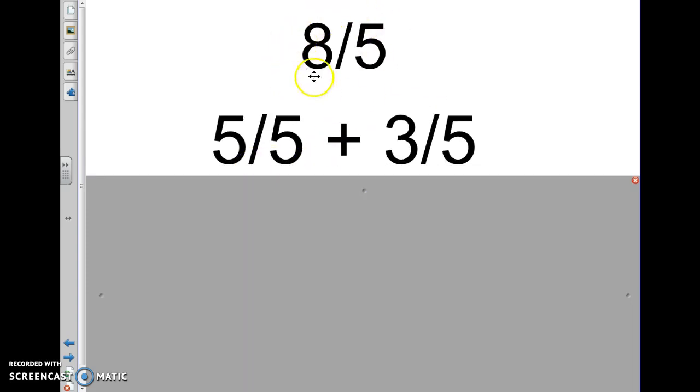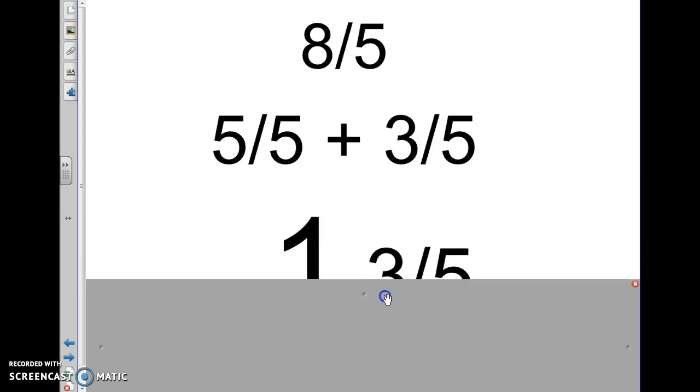And so a great way to turn an improper fraction into a mixed number, and remember a mixed number is when there's a whole number and a fraction, is to do something kind of like expanded notation. We kind of just break it up. So this 8/5 is the same as 5/5, and the reason I chose 5/5 is because that's 1 whole, right? So I'm just going to take 1 whole out of that. So 5/5 and 3/5, right? 5/5 and 3/5 equals 8/5, which is the improper fraction that we're solving for.